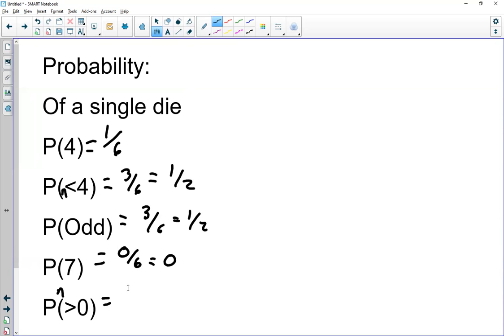Now the probability of getting bigger than 0. 1, 2, 3, 4, 5, and 6 are all bigger than 0. So 6 over 6. I understand, but it's 100%, or 1. Actually, the answer should be 1, but 100% is totally fine also.